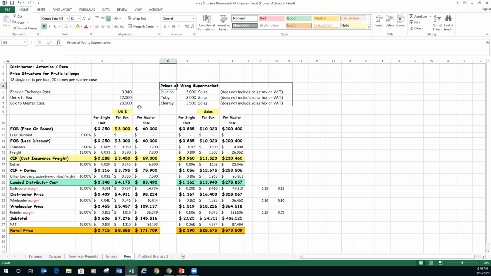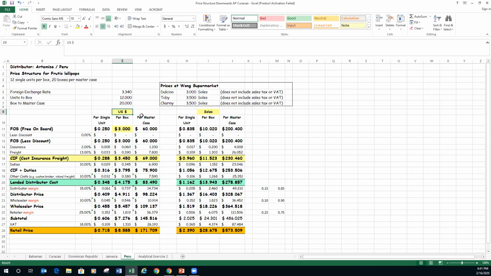Then we are also given the information about the supermarket. So we have a local supermarket in Peru called Wong. And we also have competitor products, which are Dulcino, Lollipops, Toby, and Charmy. And these are the prices in Peru. And these prices do not include sales tax or VAT. So we're gonna put that here, which is really important for us to remember. That's why we're gonna have to write it down.